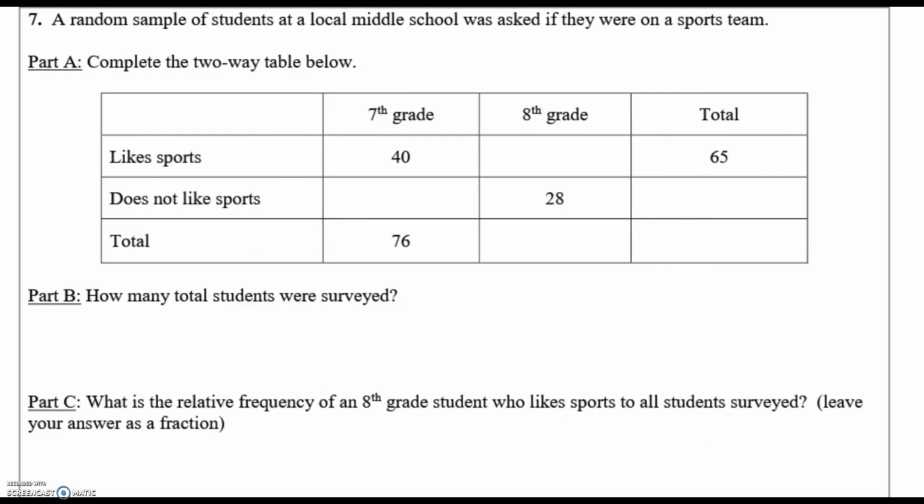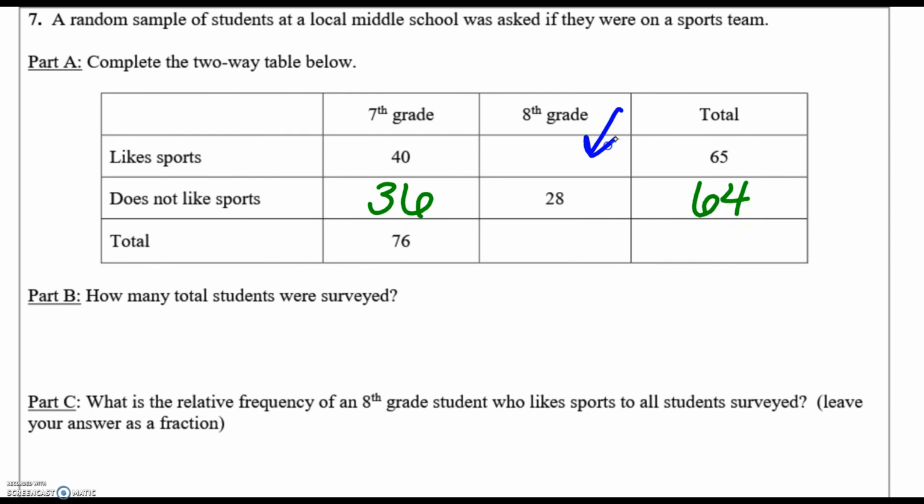For number 7, for part A, we want to complete the two-way table. So let's look at this given information right here. We know that 40 plus this number should equal 76. So I'm going to take 76 and minus 40 from it. So that leaves me with 36 here. Let's look at the does not like sports row. So 36 plus 28 should get me my total here. When I add those two together, I get 64.